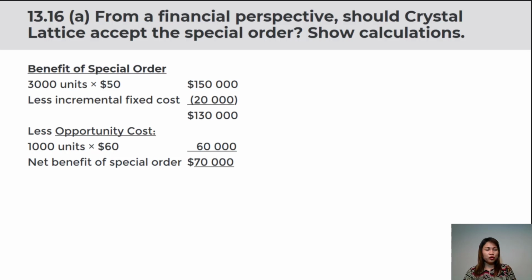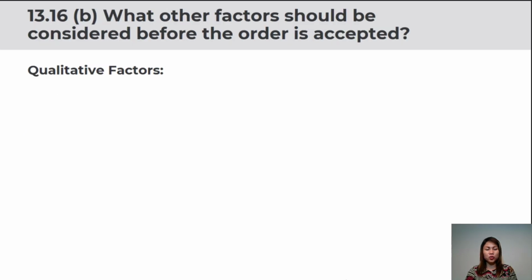According to this quantitative analysis, it is still good for the company to accept the special order. However, for us to have a better review about this option, we also need to consider qualitative factors. So that is the requirement part B. What other factors should be considered before the order is accepted?